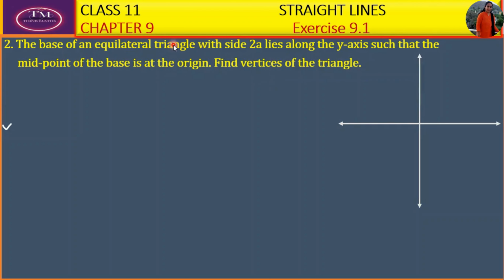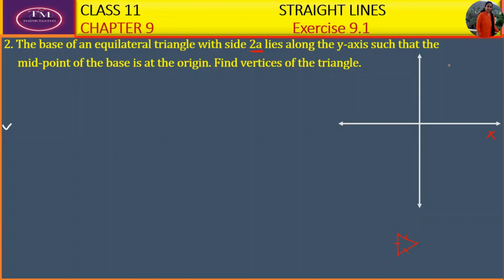So we have an equilateral triangle. What do you mean by equilateral triangle? In an equilateral triangle, all sides will be of equal length. So all have the length 2a. Okay. Now here, what is the condition? The base of an equilateral triangle lies along the y-axis.